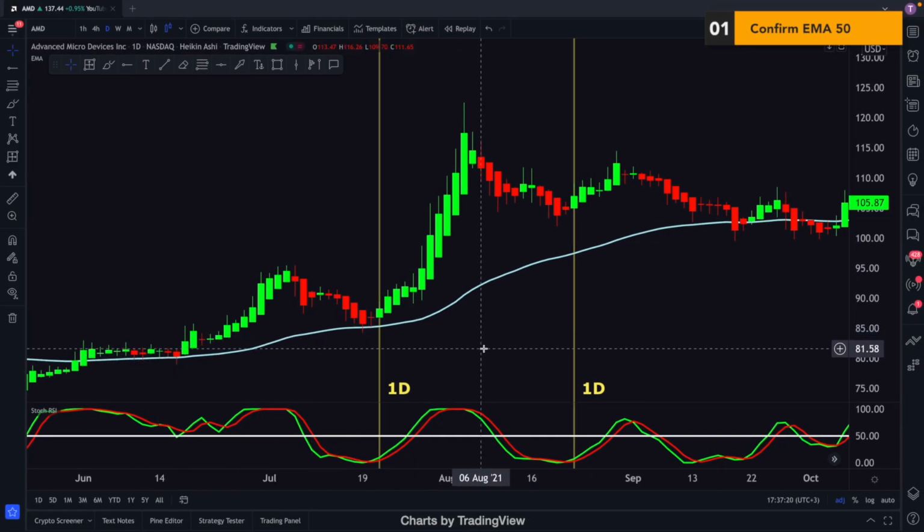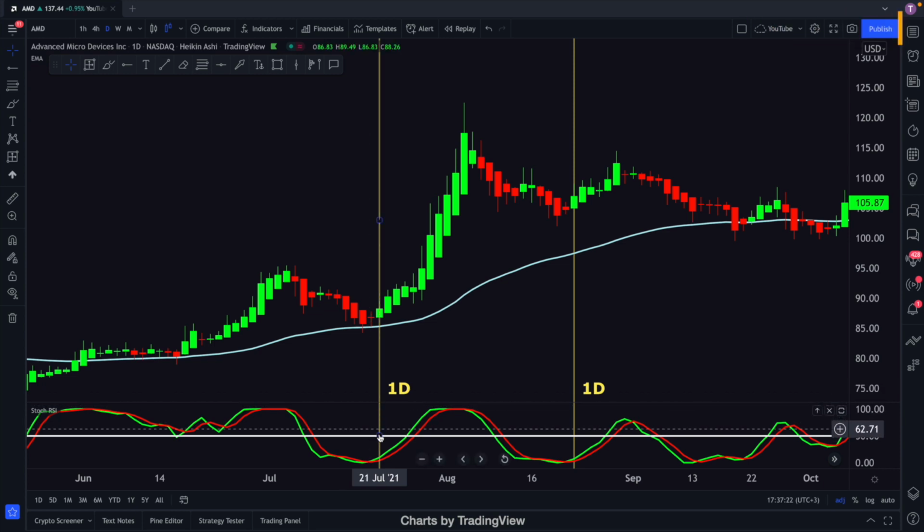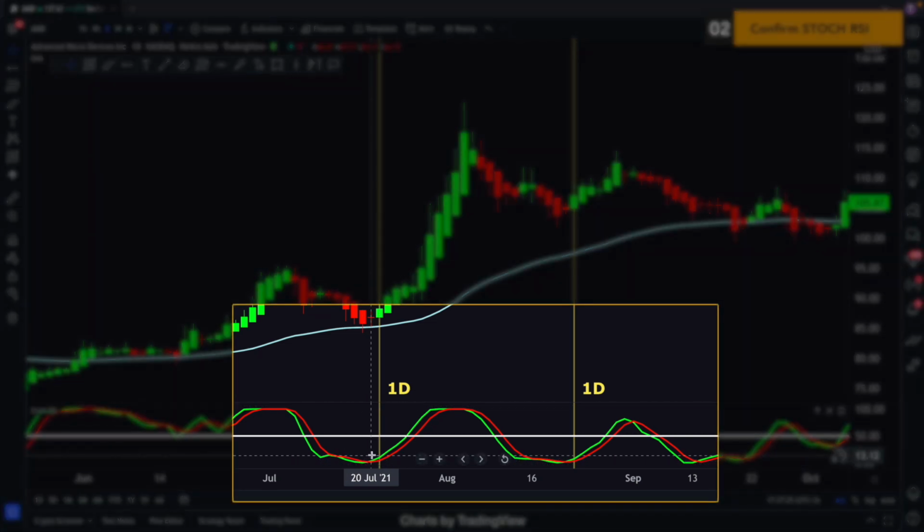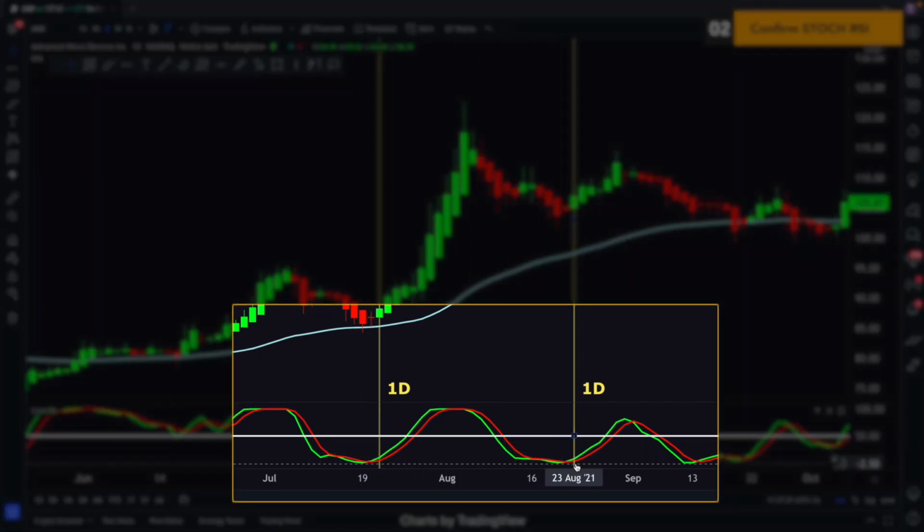Now, I'm looking at stock RSI crossovers. If you notice, there are 2 clear crossovers. These crossovers are in deep levels like 10 and very clear. And if you notice, the wave of stock RSI is extremely smooth. There is no noise. Finally, I'm looking for possible entries.